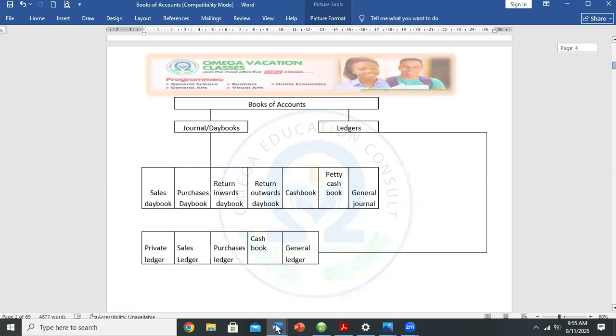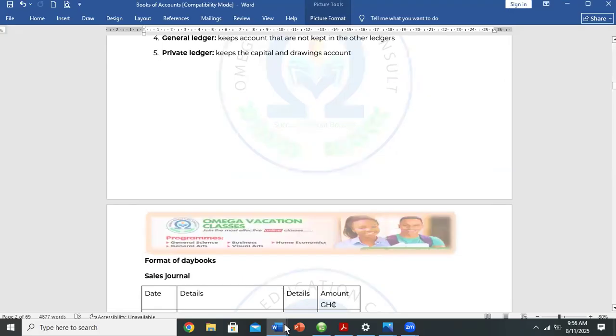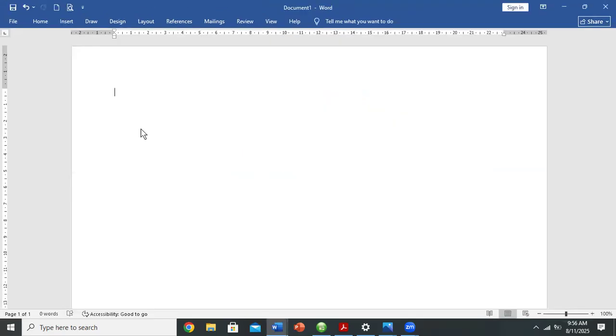Okay, but before we do that, let me conceptualize some of the things we discussed last week. We spoke of books of account, and we said there are two main books of account. Permit me to use letters in representing the full name. So we have day books and we have ledgers, right?